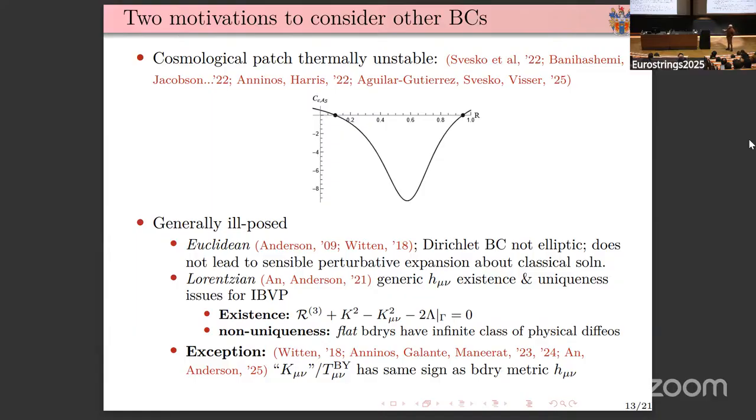Now, there are exceptions also recognized by Anderson and Witten and my colleagues at King's. Essentially, in addition to Dirichlet boundary conditions, if you impose the extrinsic curvature or the Brown-York stress tensor having a definite sign and having the same sign as the induced metric, then you can find situations where the boundary conditions will be well posed.